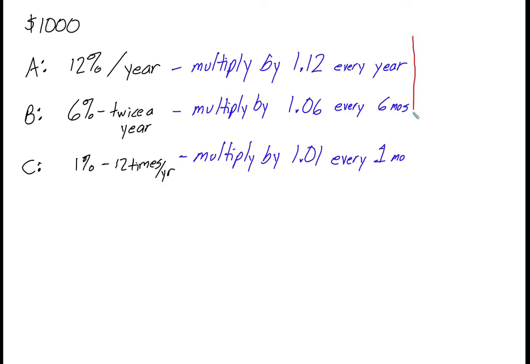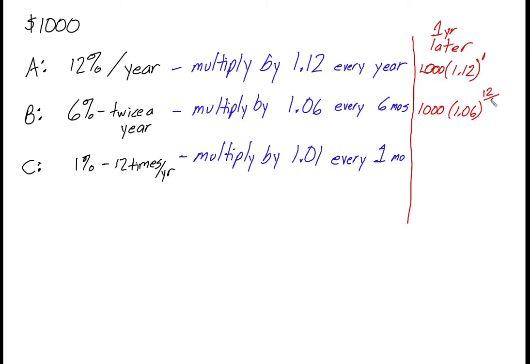So 1 year later, this first one, we're going to have our original $1,000, and we're going to multiply that by 1.12 to the 1 year. Since it was every year, we're going to put that as 1 year. The second one is going to be $1,000 times 1.06. Remember, we want 1 year. This is measured in months, so instead of calling it 1 year, we'll call it 12 months.